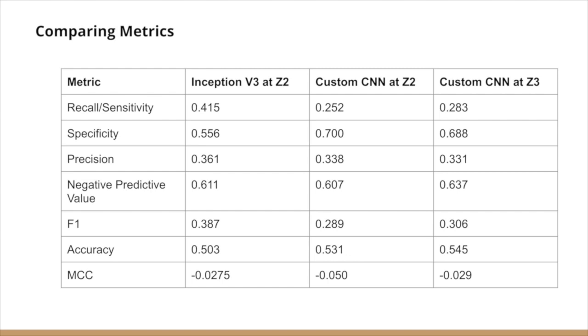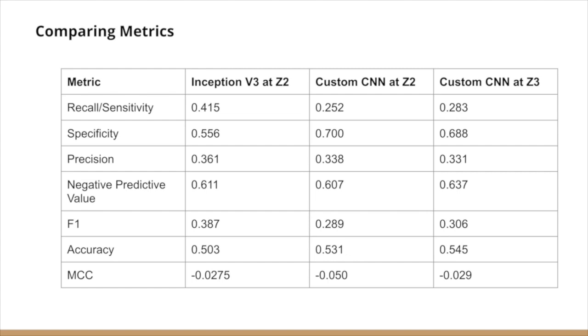As we had mentioned earlier, sensitivity was our key metric, and this suggests that our inception model at zoom level 2 was the most accurate at 41.5%. However, this is still highly inaccurate and should not be used by any means. While specificity for our custom CNN at zoom level 2 is high, which means that it classifies 70% of non-tumor slides correctly, this is outweighed by its low sensitivity metric. Therefore, this model should also not be used.